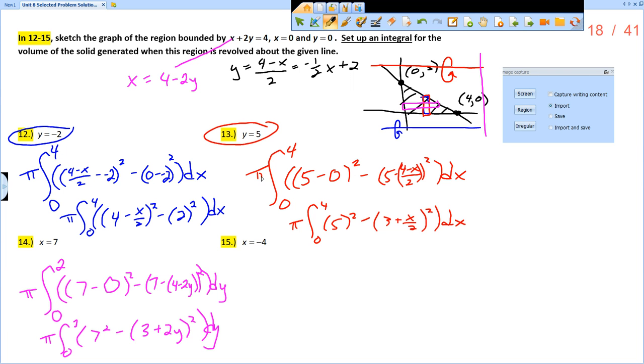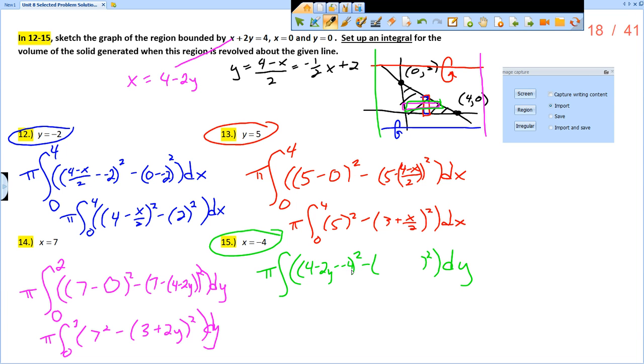So how about this color? x equals -4, which is a vertical line over here. So once again, we're going to use a dy. So pi times the integral, with respect to y, of big R squared minus little r squared. Now the boundary of the region furthest from the axis of rotation is the line. So we're going to take the 4 minus 2y minus the -4. So minus -4 would be like plus. And then the nearer boundary would be 0 minus -4.